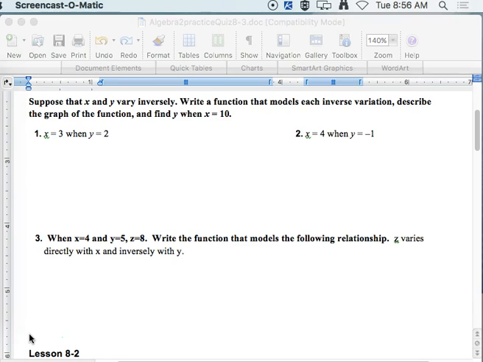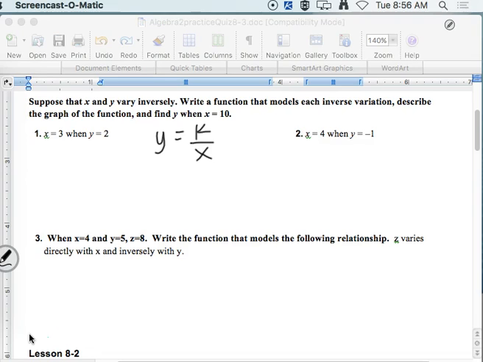It is division. I heard somebody say, isn't that division? Y equals k over x. It's the only variation that we studied that has division. So y equals k over x. K is that constant of variation. So it says write a function that models each inverse variation. Describe the graph of the function and then use it.